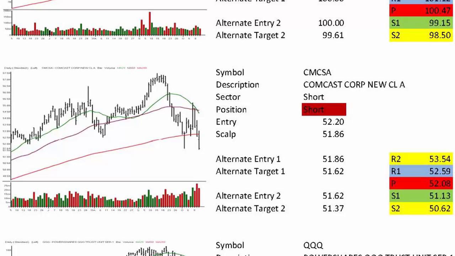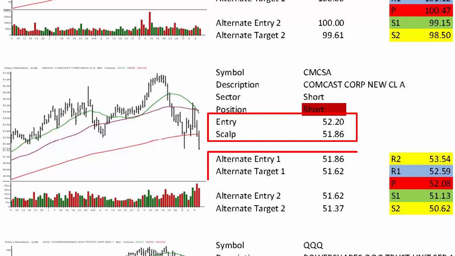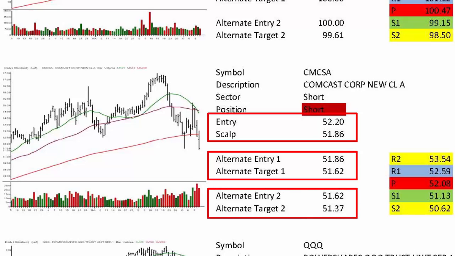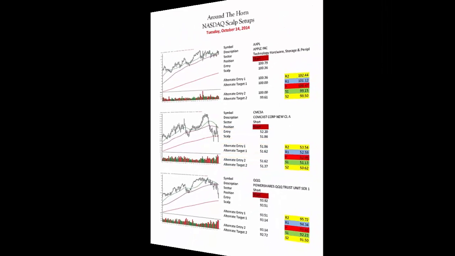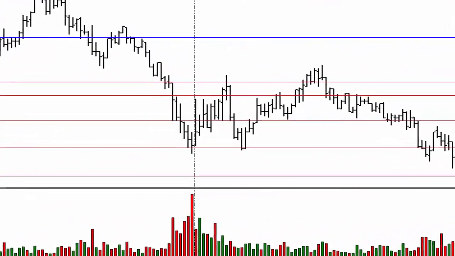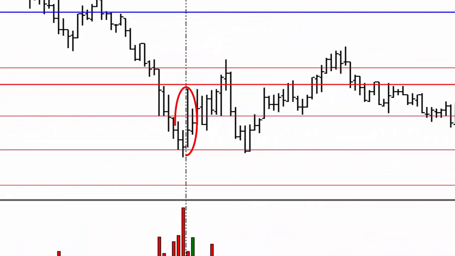We see we had a 52.20 down to a 51.86 band, another one 51.86 down to 51.62, and then 51.62 down to 51.37. Those are, of course, the levels we're going to give the most credence to intraday. But as soon as the session opened, here's what we saw in Comcast. It came down and hit the entry line at 51.86, went almost all the way down to 51.62, popped back up again, and formed this sideways consolidation range.